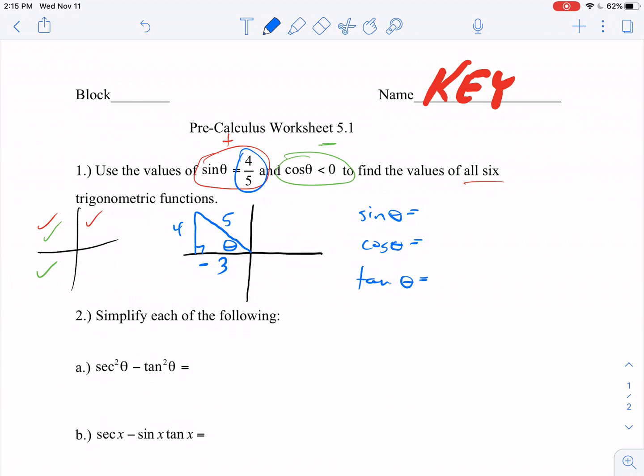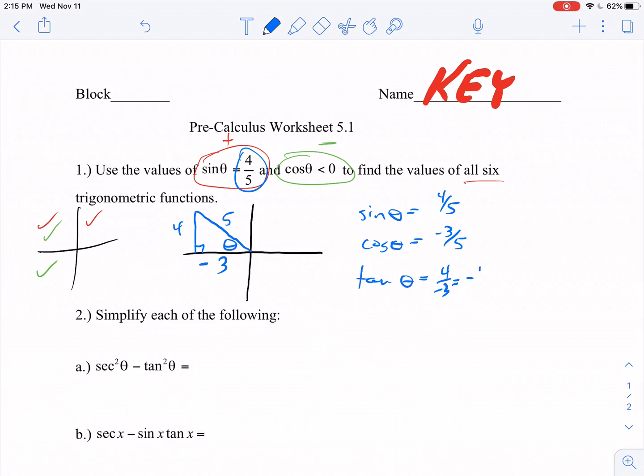Now when I go find my 6 trig functions, I'm going to do sine, cosine, and tangent. So we'll do these first. Sine is given to us, 4/5, opposite over hypotenuse. Cosine is adjacent over hypotenuse. And tangent is opposite over adjacent. Now I do not like to write my negative sign on the bottom number, so either put it out front or put it on top.